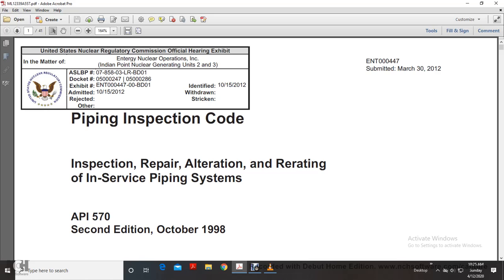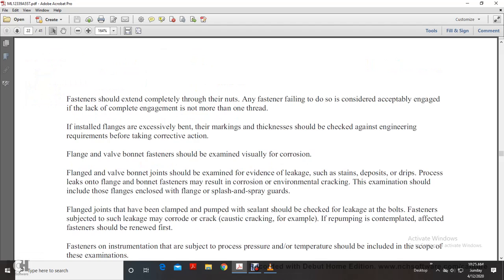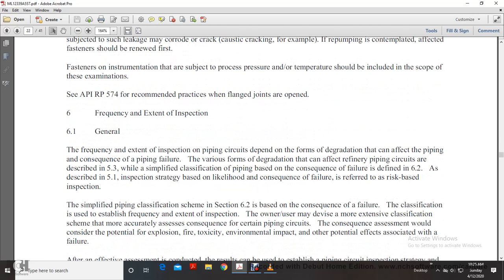Alright, your piping inspection code: inspection, repair, alteration, and re-rating of in-service piping systems, American Petroleum Institute 570, second edition, October 1998. Alright, chapter 6, frequency and extent of inspection.